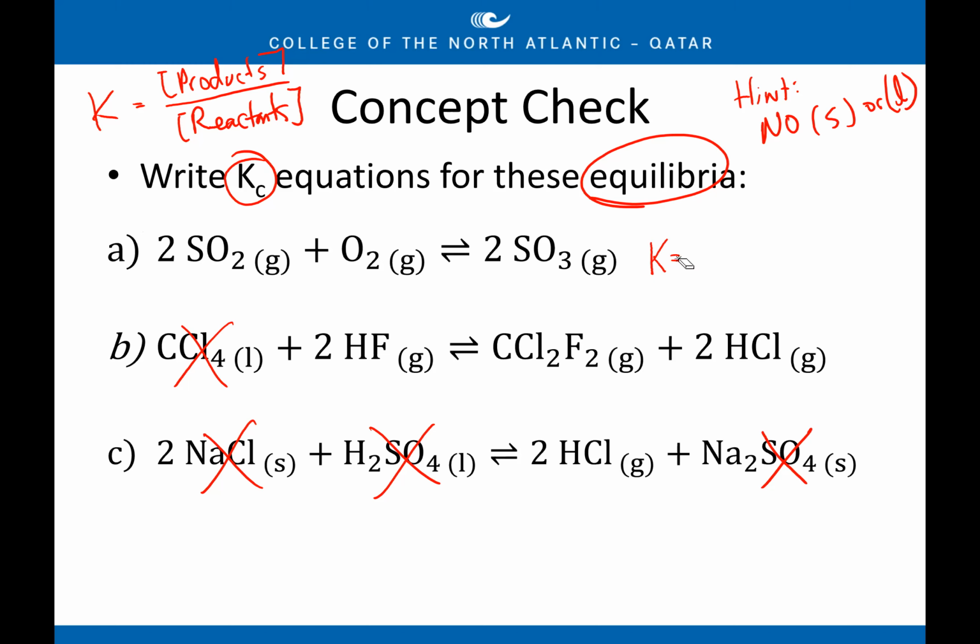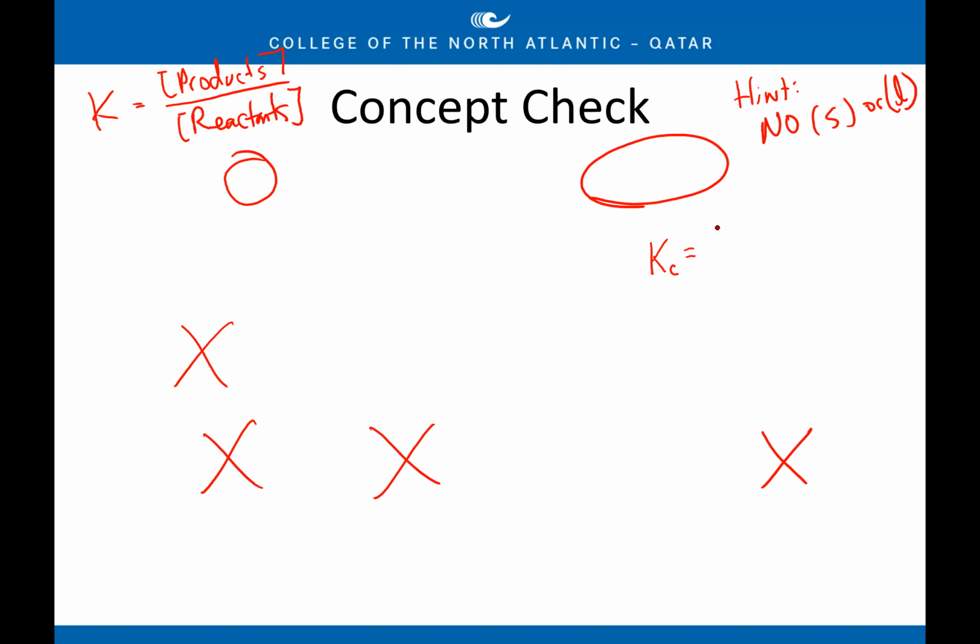And you'll notice I'm just writing K. You can put KC down if you want. K always represents the same thing. There's different Ks. There's Ka for acids. There's Kb for bases. There's Kc for concentration. There's Kp for pressure. There's so many different Ks out there. So if I forget to put the C down, don't worry.